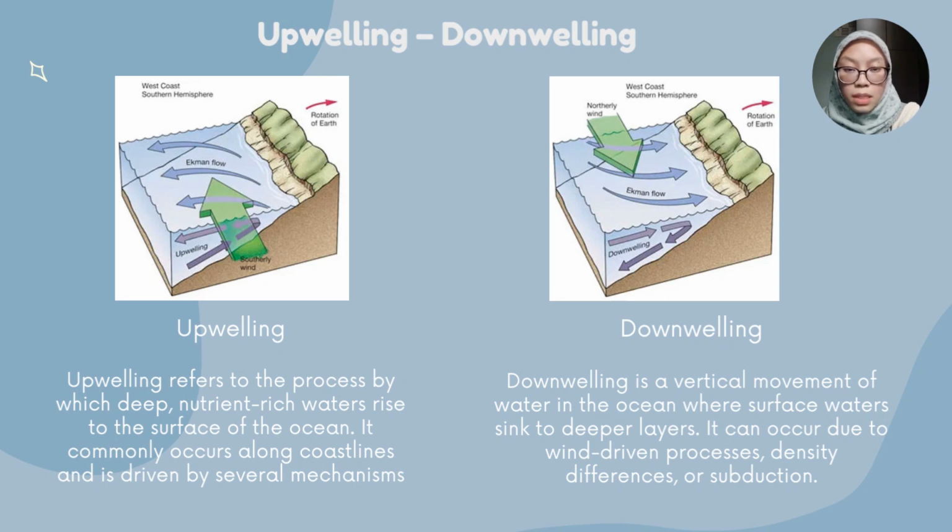Downwelling. Downwelling is a vertical movement of water in the ocean where surface water sinks to the deeper layer. It can occur due to the wind-driven process, density differences, and subduction. Downwelling can influence the marine ecosystem by limiting the availability of nutrients in the surface water, which can affect the growth of phytoplankton and other primary producers.